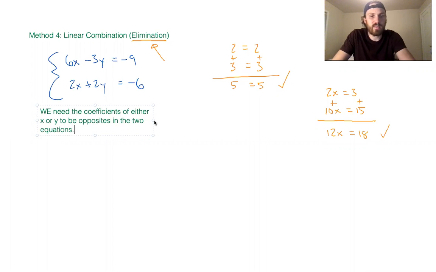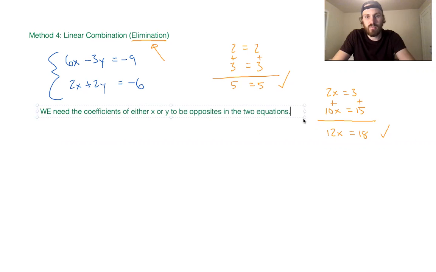I like to have opposites and then add the two equations. You may like to have the same number and then subtract, but I don't really like subtraction because it just confuses me. Well, it doesn't really confuse me. I just think that it's easier to make mistakes with subtraction. So we need the coefficients of either x or y to be opposites in the two equations.